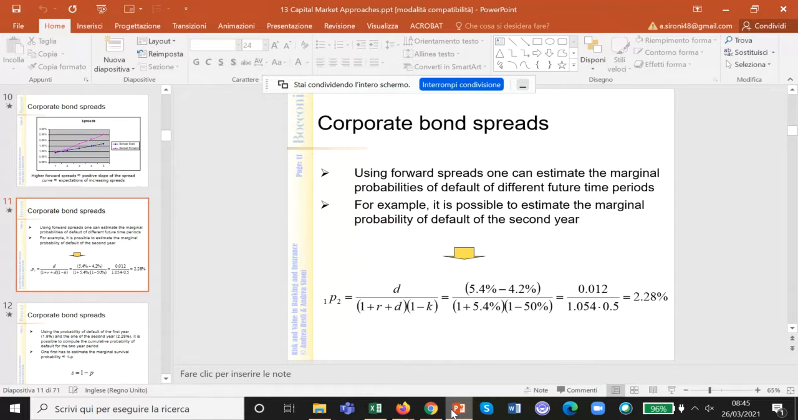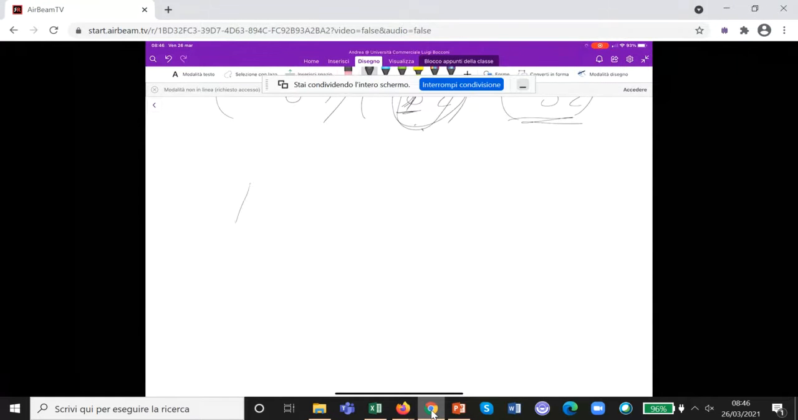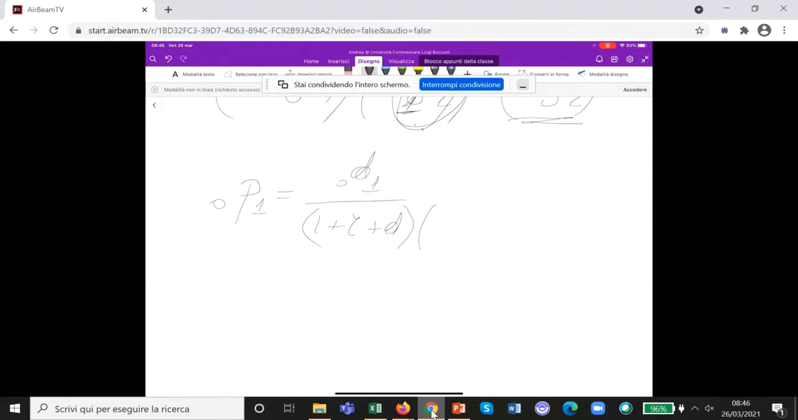Now, the point I just want to make is that using forward spread, one can estimate the marginal probabilities of default for future time periods. For example, in the previous numerical examples, we looked at how we can estimate a probability of default, like P, for example, from 0 to 1, and that was equal to the spread from 0 to 1 divided by 1 plus R plus D. And if there is a positive recovery rate, this has to be multiplied by 1 minus K.